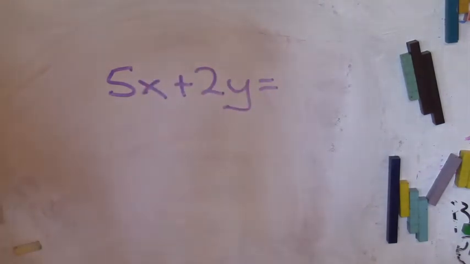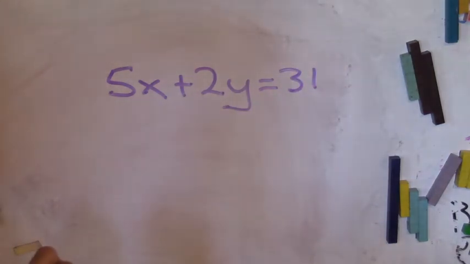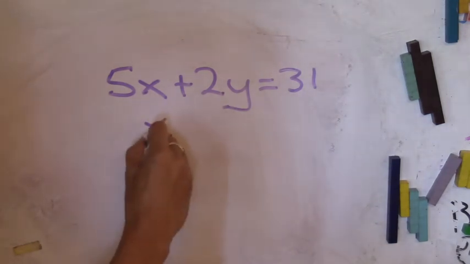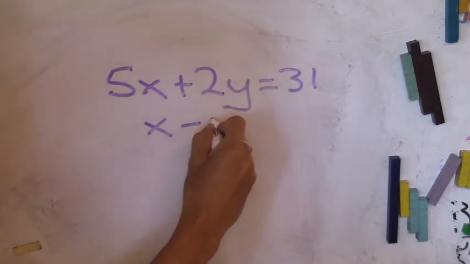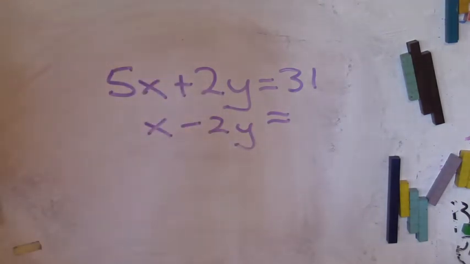I gotta pick my numbers. I'm gonna say 31. We're skipping up quite a bit. If you can't get it, no problem. I'm going to give you just a little bit of a challenge. And now let's say I have just a regular x minus 2y. That'll make this super easy because I already did the thing for you.